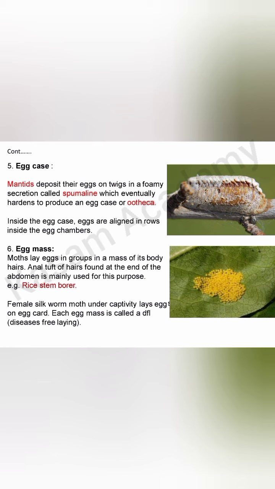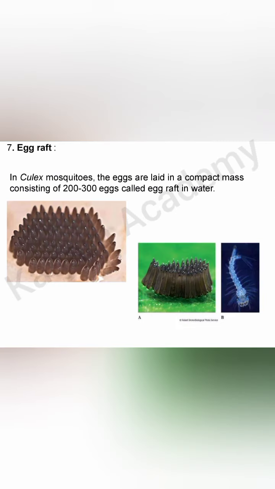Example, rice stem borer. Next type of eggs is egg raft. This type of eggs we can see in case of Culex mosquitoes. The eggs are laid in a compact mass. Generally each mass contains 200 to 300 eggs, and we call it an egg raft, laid in water.